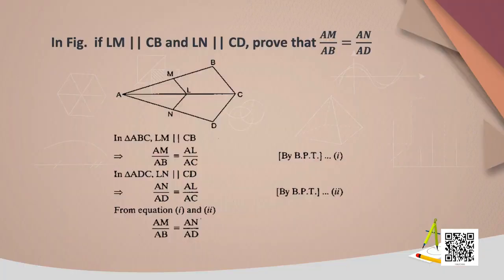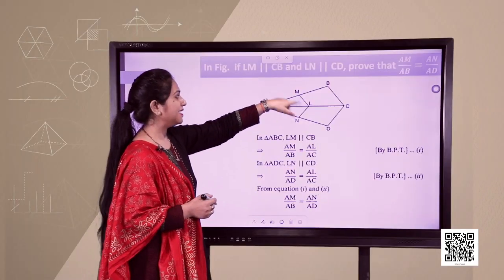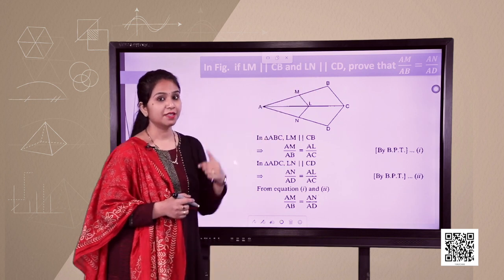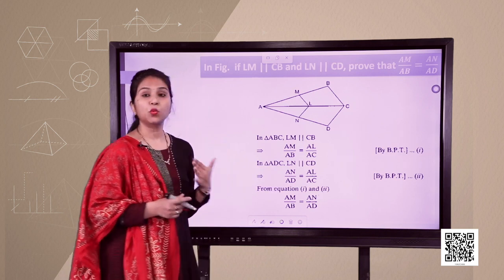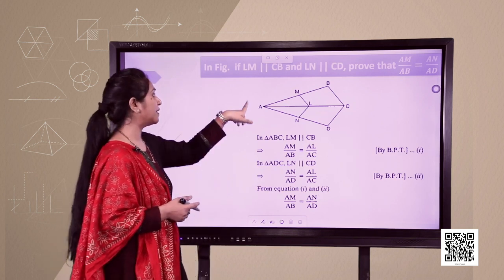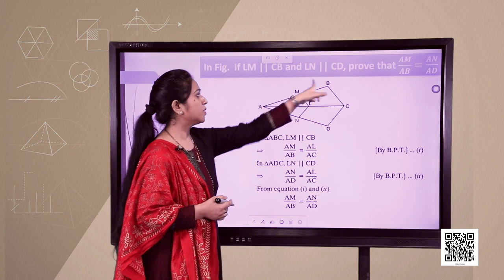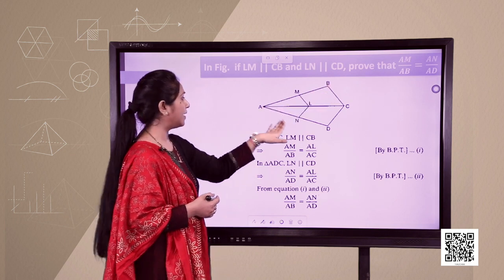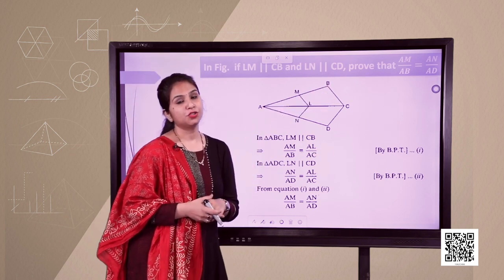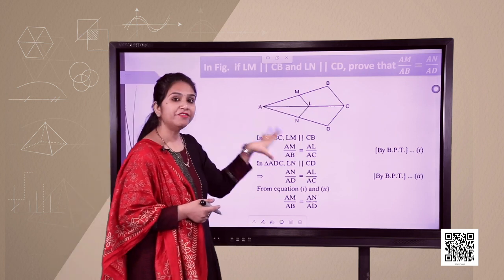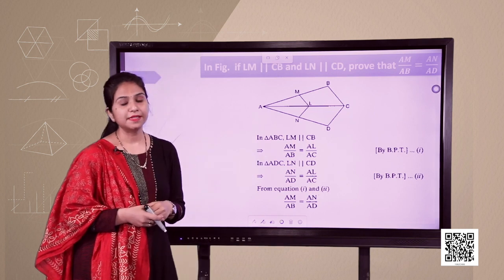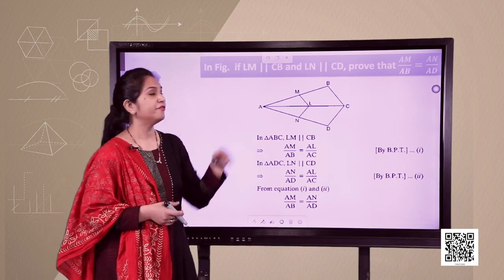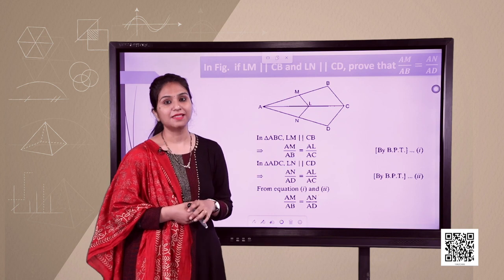In this given figure, the things which are given to us are, first, this line LM is parallel to BC. Second, LN is parallel to CD. And what we have to prove is that AM upon this whole AB is equal to AN upon AD. So children, you can see this whole figure is divided into 2 triangles. We are going to use the concept of BPT or its converse one by one in both the triangles separately.